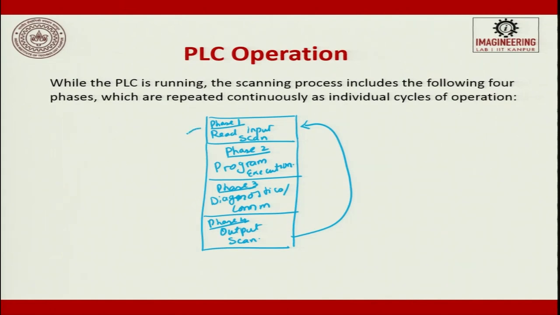So now from here to here it goes, from here to here it goes, from here to here it goes. So, this is the scanning we are talking about. While the PLC is running, the scanning process includes the following four phases: reading, executing the program, recording, and then output activation, which are repeated continuously as individual cycles of operation.